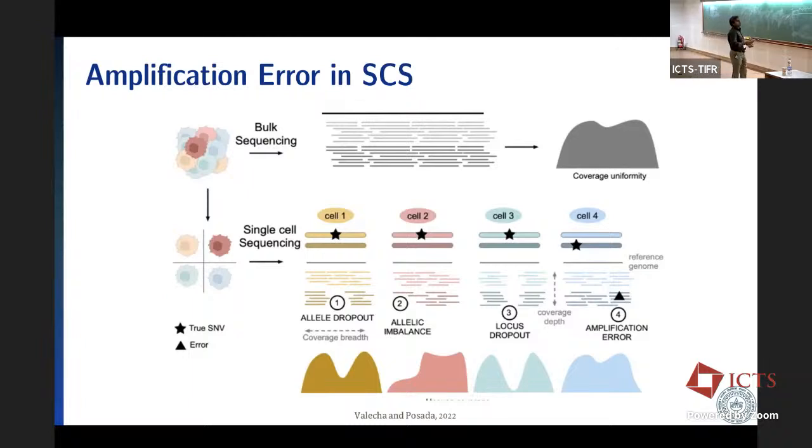So all these different kinds of errors can be present in your data. Now the question is, given all these things, which were not a problem in case of bulk sequencing data, how can we still recover, let's say, tumor phylogeny or even the mutations? Let's say if we talk about the mutations, how do we distinguish the true mutations from this kind of artifacts? That becomes our interesting question to begin with.